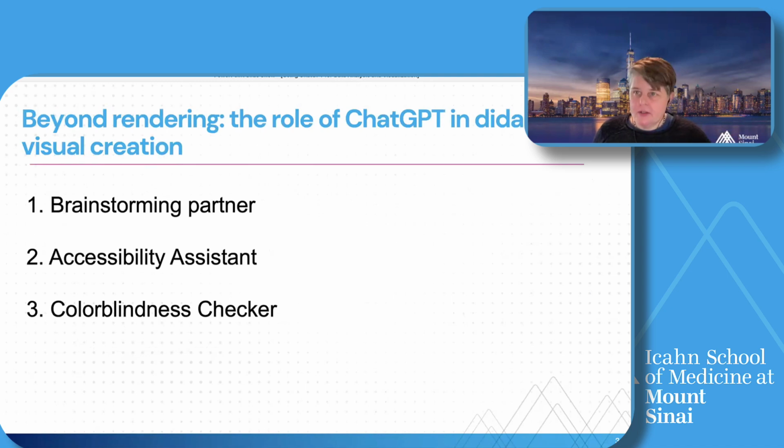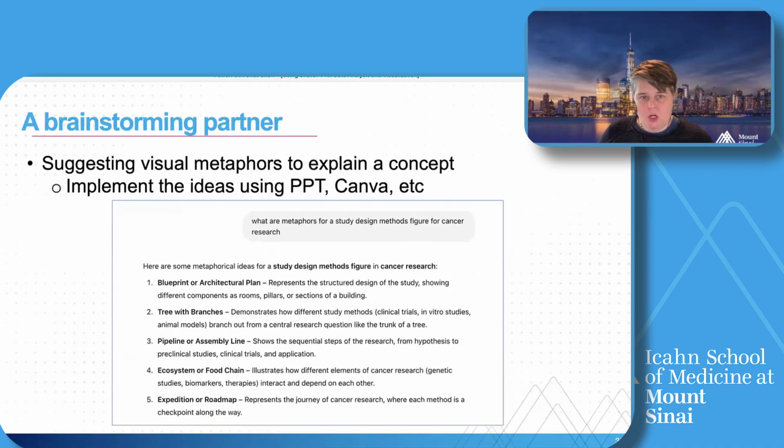So beyond rendering, beyond creating art, what can ChatGPT do when helping you to create a didactic visual? This is where it really can be helpful: for brainstorming, creating accessible images, and checking color blindness. So when I say brainstorming, maybe I need to create an image about a study design method for cancer research. I'm trying to figure out a way to lay it out that's not just a simple flow chart. And so I ask it for different metaphors, like what can I do to create an image that describes this process? And so it actually came up with 10.